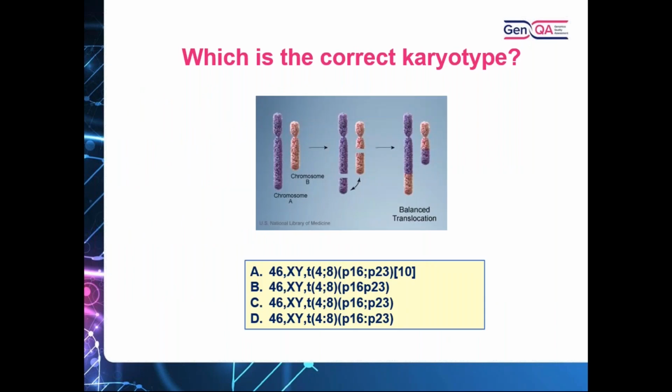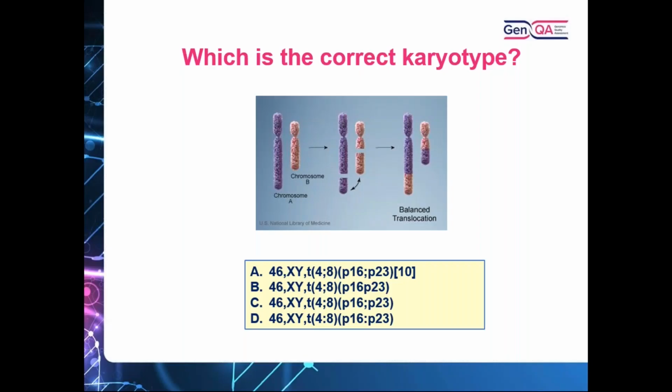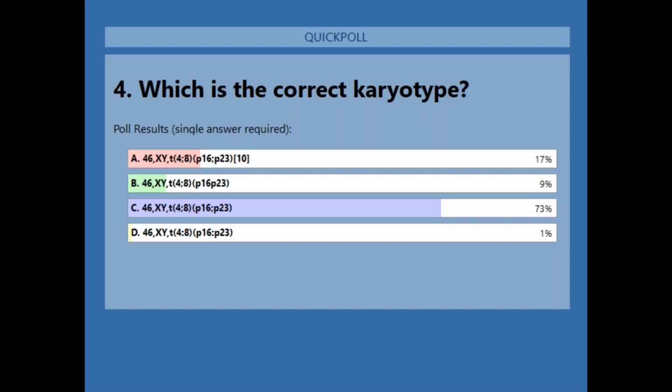So which of these is the correct karyotype for a balanced reciprocal translocation? Constitutional. Okay, so you've got 4 options again on this one. Please select the correct answer. Okay, I'm going to close this one. So these are the results. Nearly 3/4 went for option C. The next most popular is 17% for option A, 9% for B, and just 1% for D.